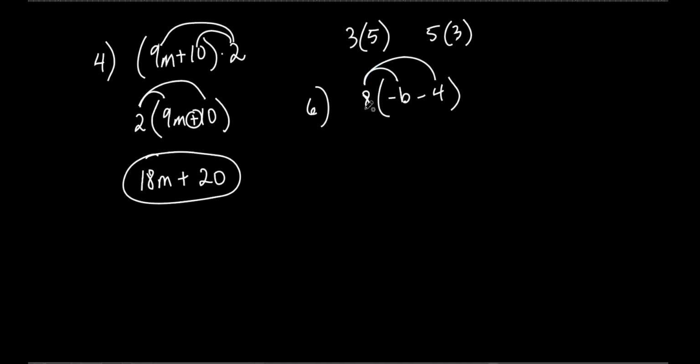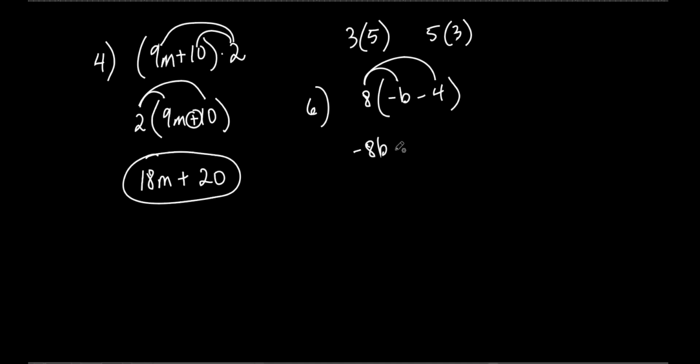What is this? It's 8 times what? Negative b. It's negative 8b. That's how we write it. We put the negative out in front. So don't put 8 minus b. Everybody hear me? 8 minus b is a lot different than 8 times negative b. So you got to put the negative 8 and then the b. Everybody see that? That was the tricky part of this.